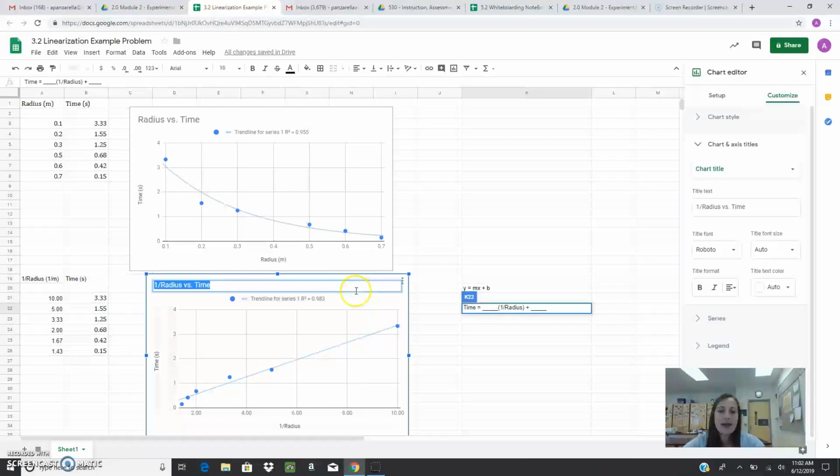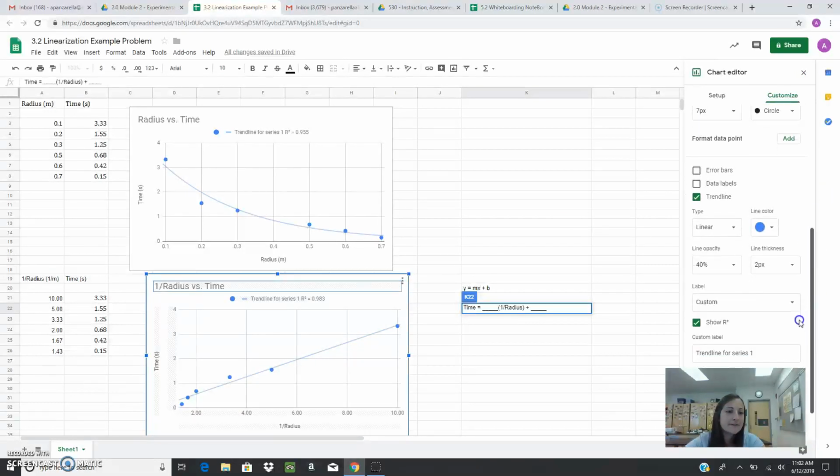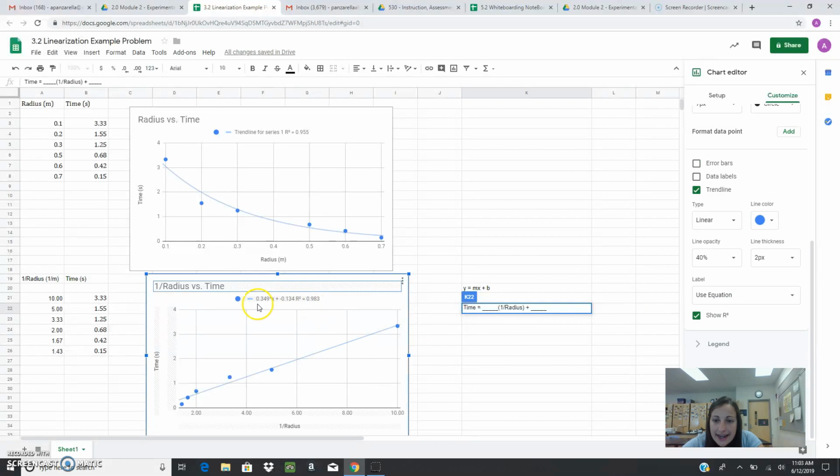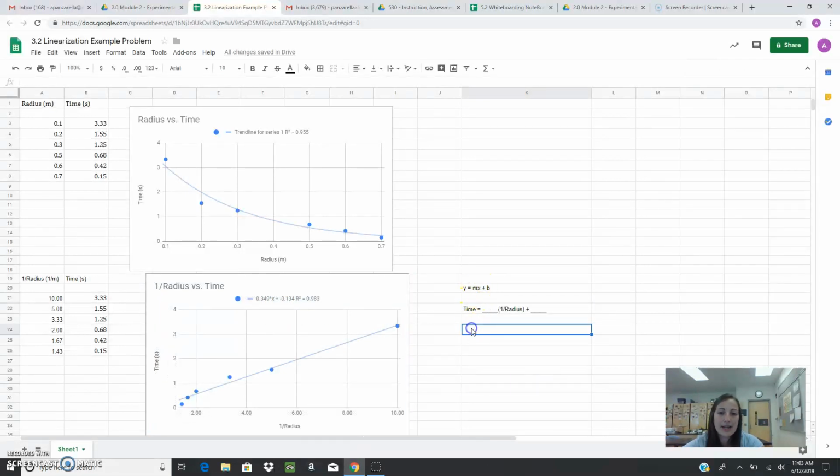So if I go ahead and click back on my graph and I go back into series, I can go ahead and go to label, custom, and I want to use equation. So right now I have my equation. So it should be y is equal to 0.349 multiplied by x plus negative 1.134. Well, this is your mx plus b. So without actually doing the math, I already have what I need. So I have time is equal to my slope, which is that 0.349.